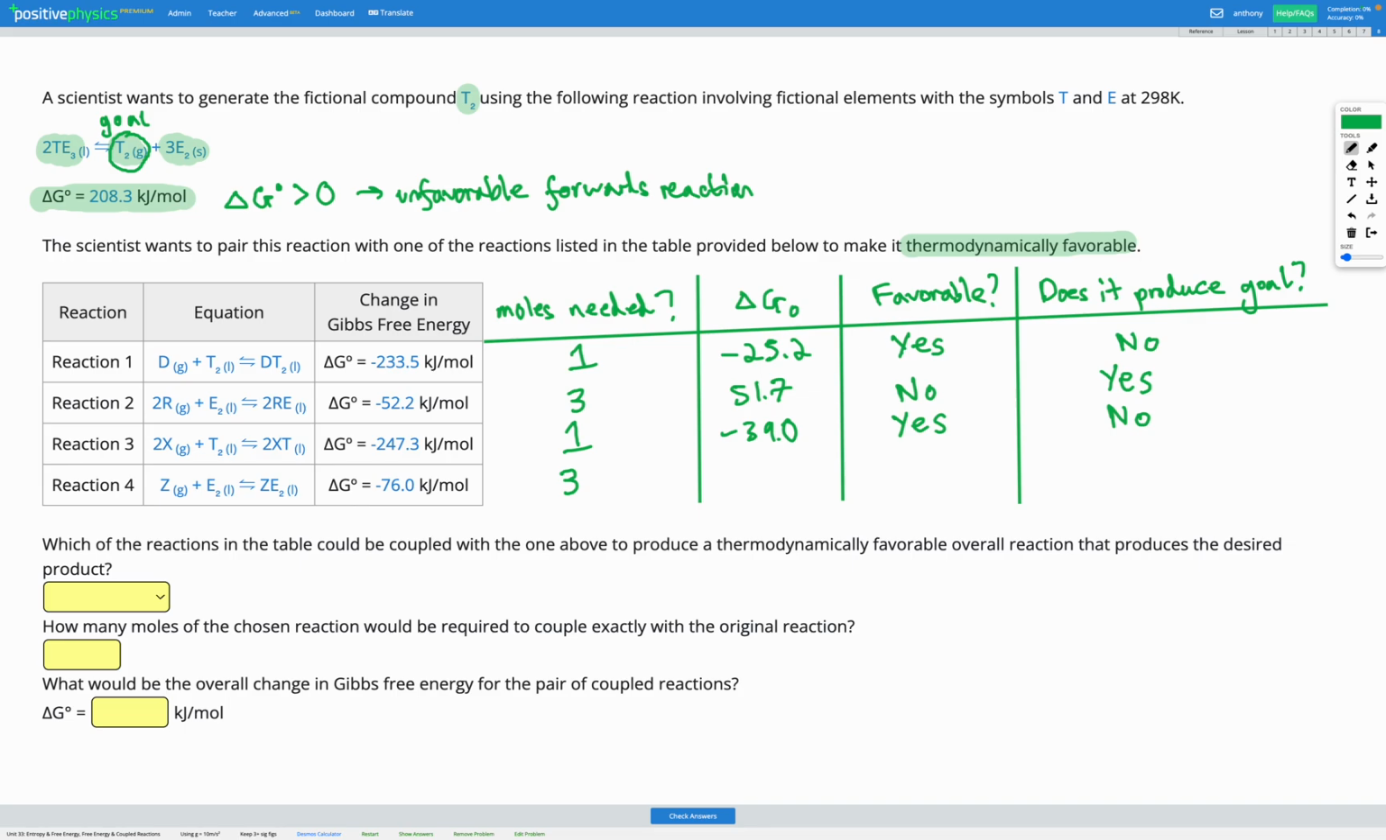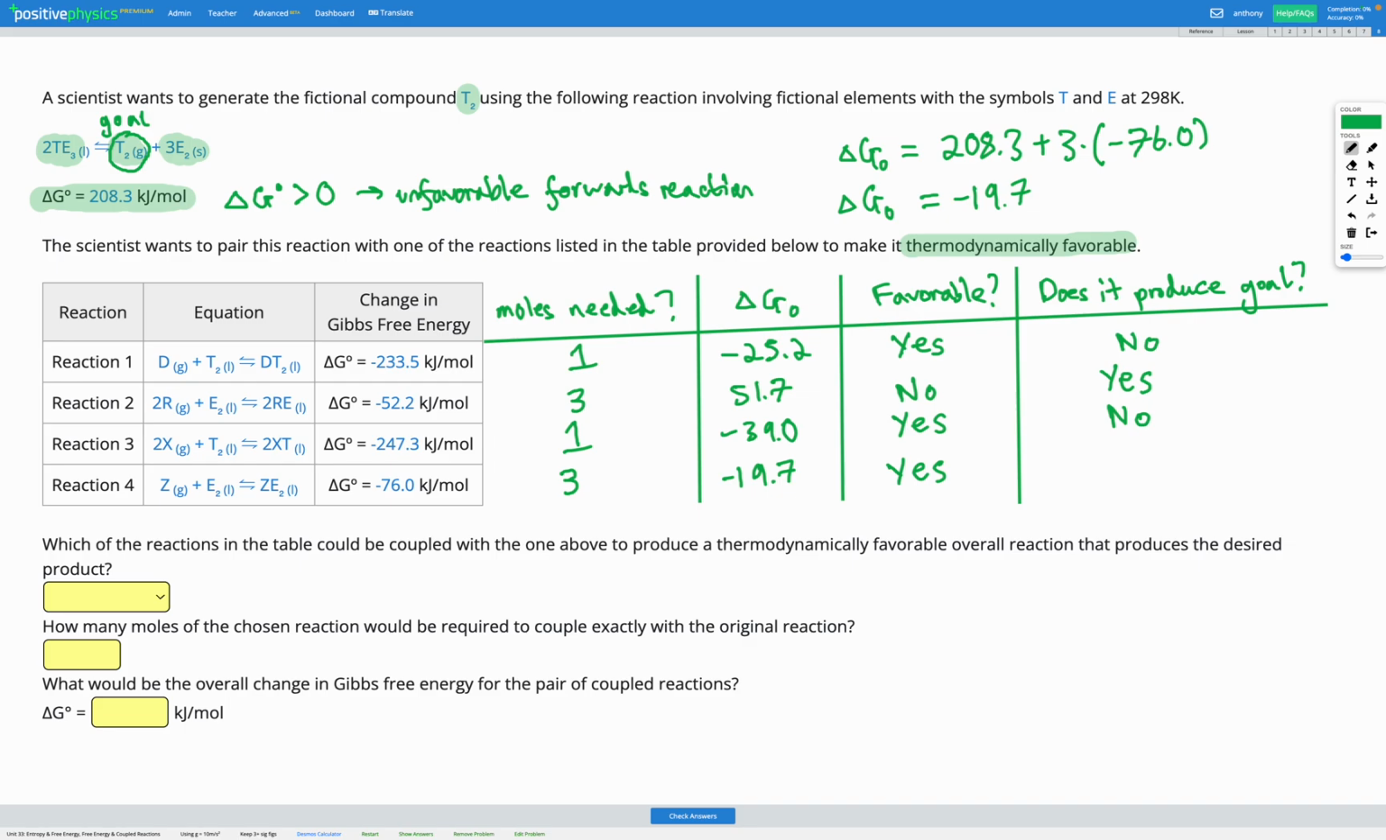Let's figure out what our delta G naught would be. The delta G naught for our given reaction is 208.3. Then we're adding 3 lots of the delta G naught for reaction 4, which is negative 76.0. Let's put that into our calculator. That gets us a delta G naught of negative 19.7. That is a negative number, which means delta G naught is less than 0, which means it is a favorable reaction.